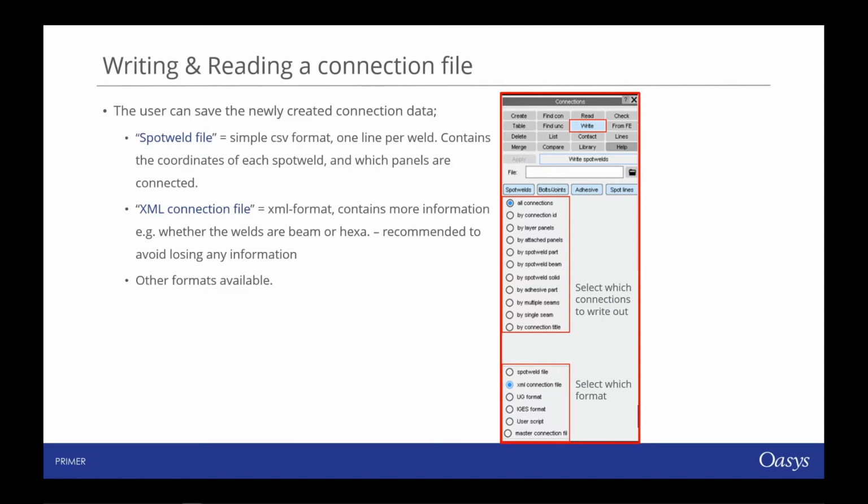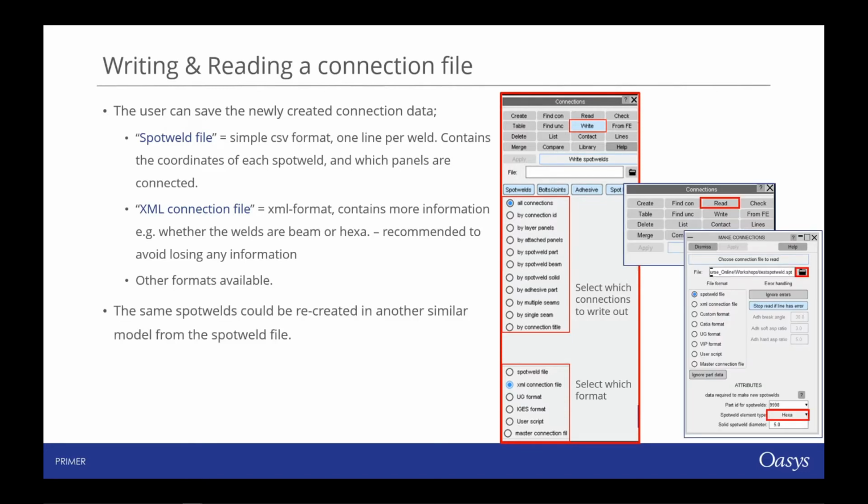This is a more complete file format in the sense that it contains more information on the connections themselves, for example whether the welds are beams or hexes. This is a recommended format to avoid losing any information, so you avoid having to recreate specific inputs at a later point in time. But of course, there are other formats available, and it's really dependent upon your needs which you may choose to write to.